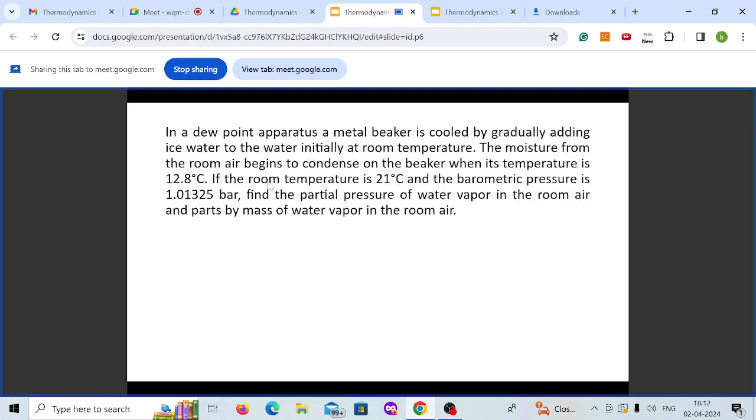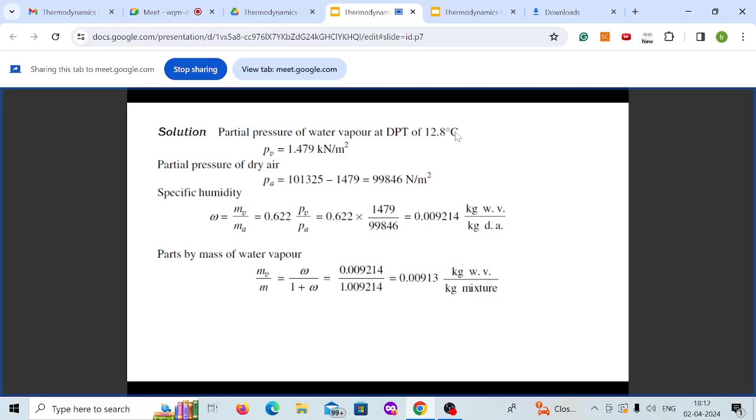So here we have taken 12.8 degrees Celsius because the water is condensing there, and some amount of water is removed from the air. So you have to consider that point. So what will be the corresponding air's temperature, because what is near this beaker, it will be at saturated condition.